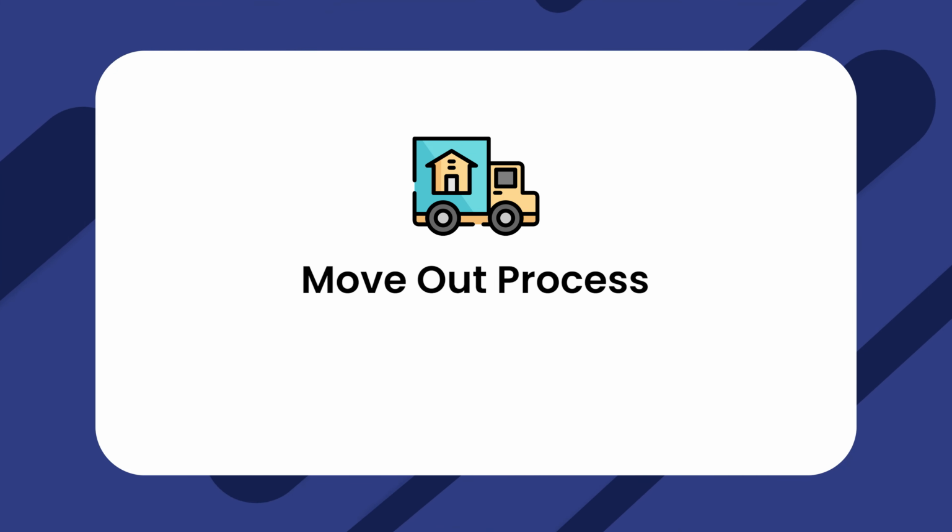Move out process. The final step in the eviction process is to move the tenant out of their housing on the property. Minnesota law dictates that tenants have a maximum of 24 hours to vacate the property once the writ of recovery is posted or delivered to their unit.